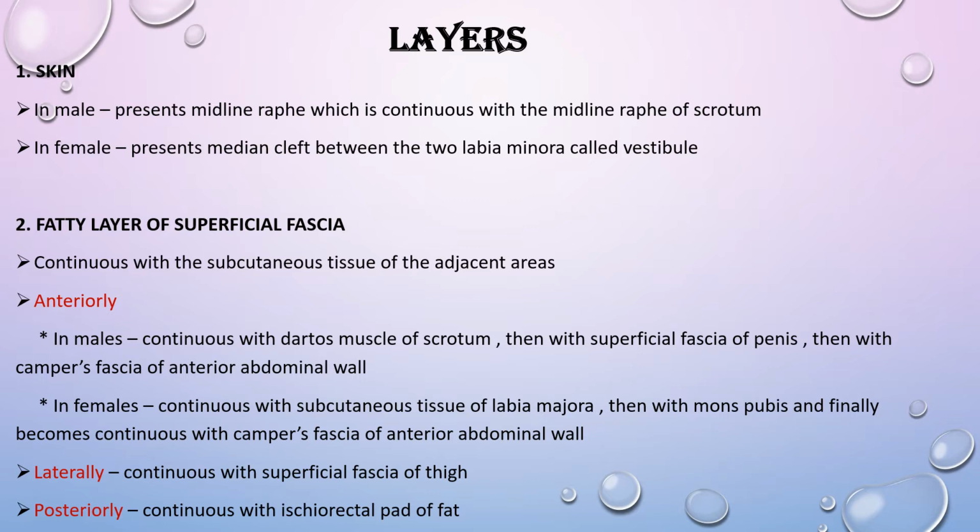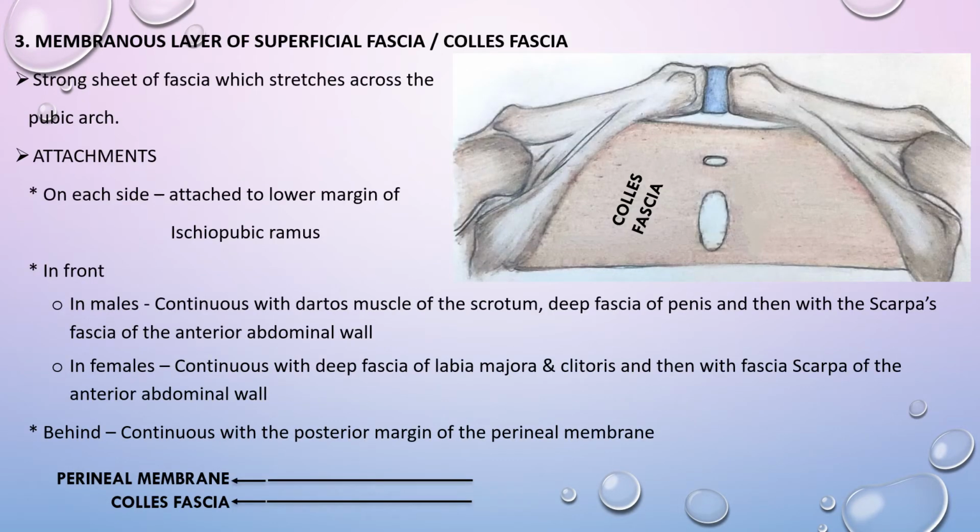Laterally, this fatty layer of the superficial fascia of the perineum is continuous with the superficial fascia of the thigh. Posteriorly, it is continuous with the ischiorectal pad of fat. Coming to the third layer of the urogenital triangle, that is the membranous layer of the superficial fascia, otherwise called Colles fascia. It is a strong sheet of fascia which stretches across the pubic arch.